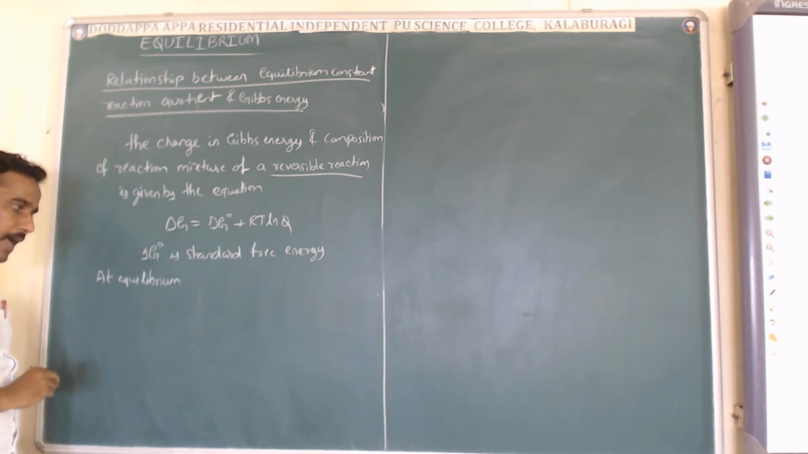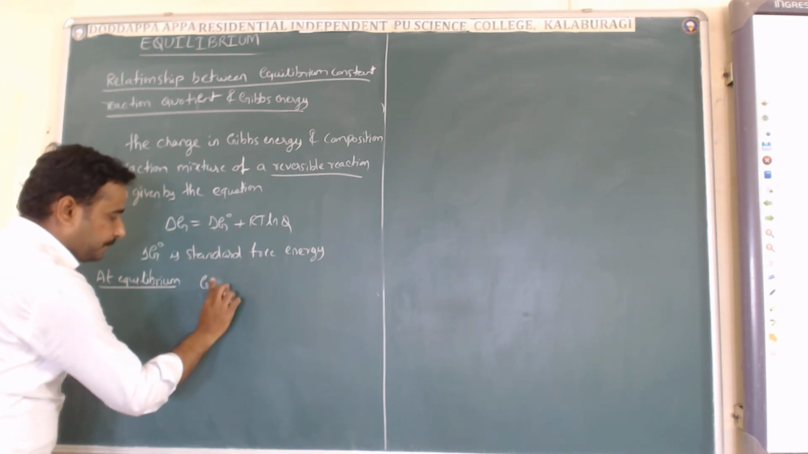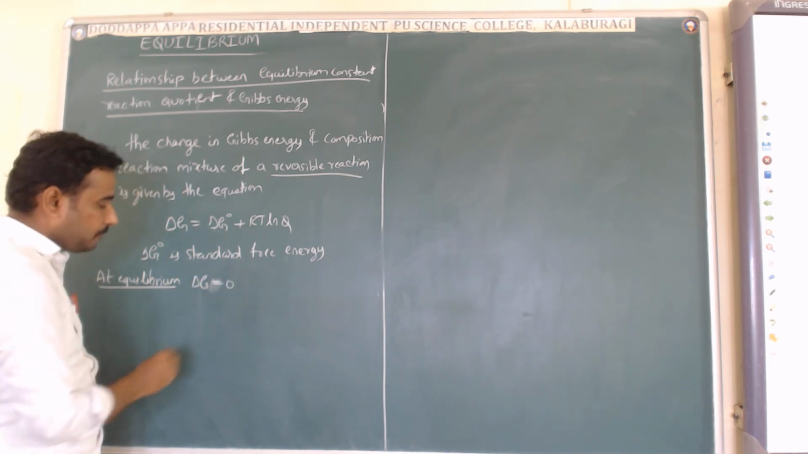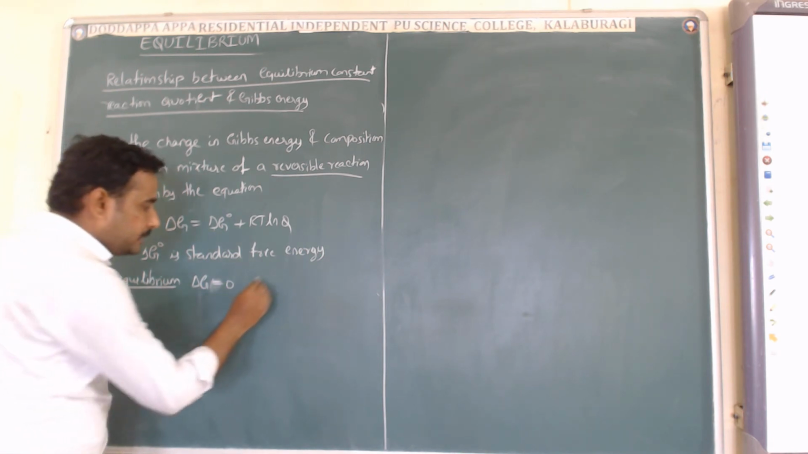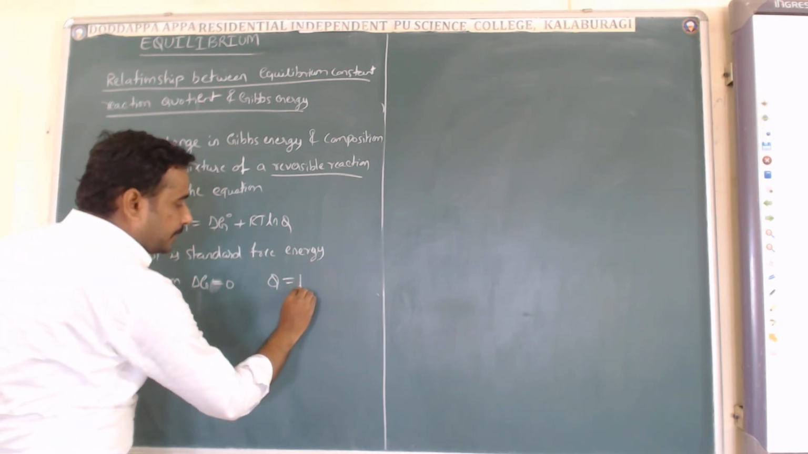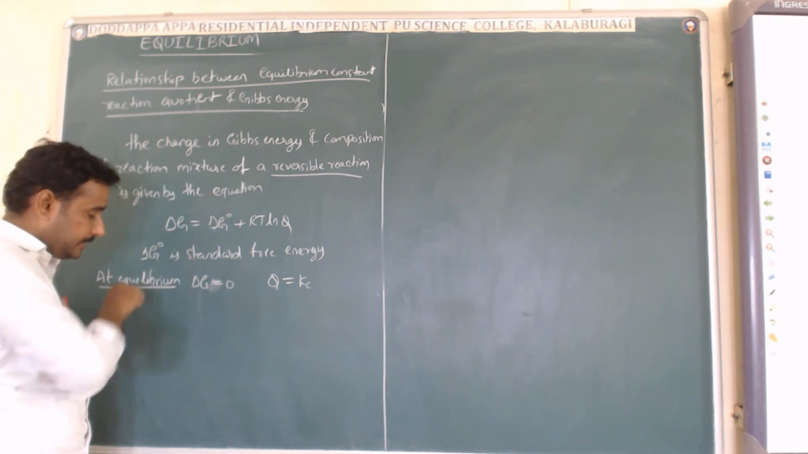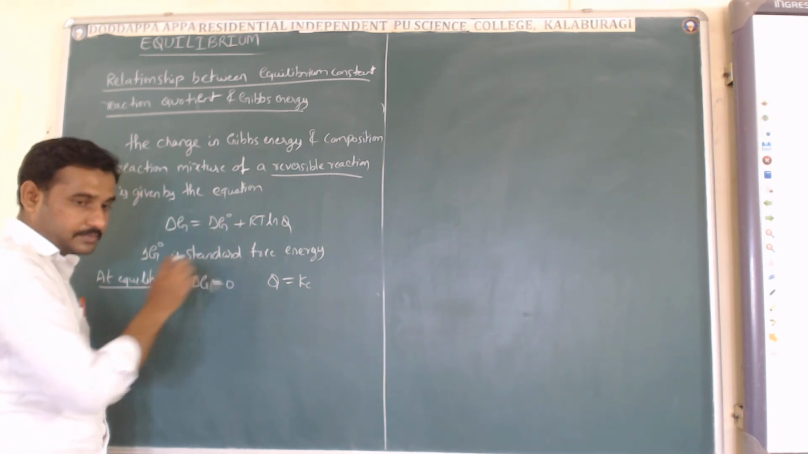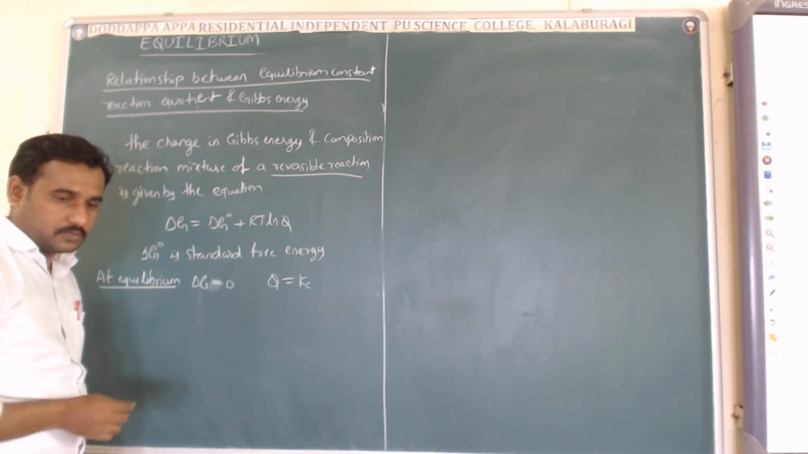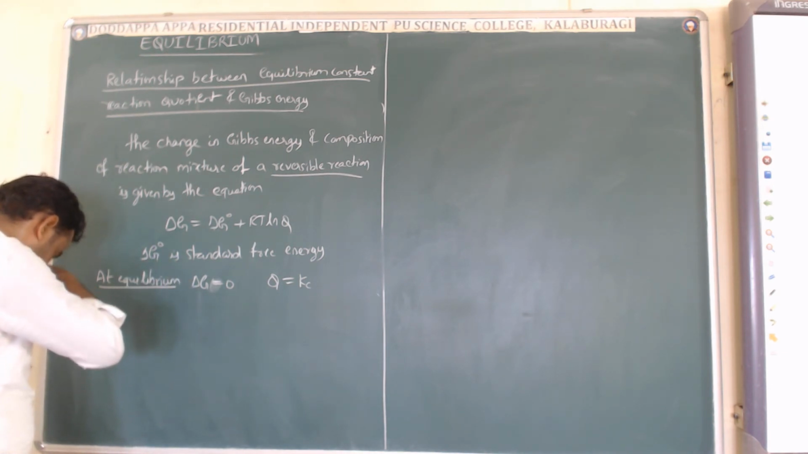At equilibrium, delta G is equal to 0, you have to write that down. The Gibbs energy becomes 0, and Q, the reaction quotient, becomes the equilibrium constant Kc. In a reversible reaction at equilibrium, delta G becomes 0 and Q becomes the equilibrium constant.